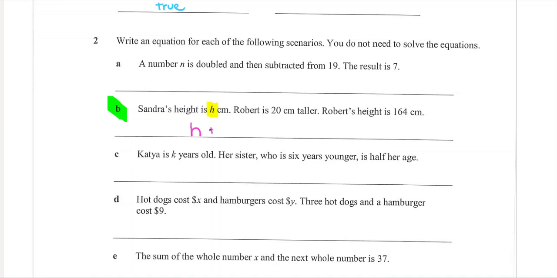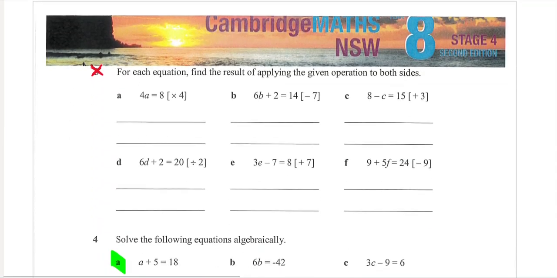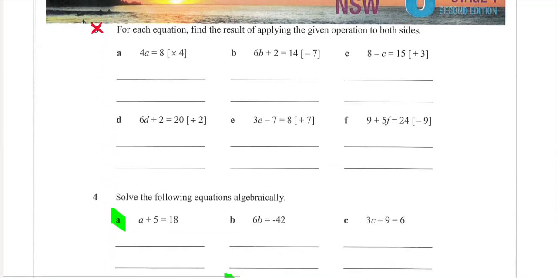So if I were to start with Sandra's height h and I add 20 to her height, that's how tall Robert is, right? Because it said he was 20 centimetres taller. His height was equal to 164. Okay, so I don't have to solve it. That's all I'm after, just being able to write it as an equation. Okay, keep moving. Question 3 here, cross that one off. You don't need to do that.